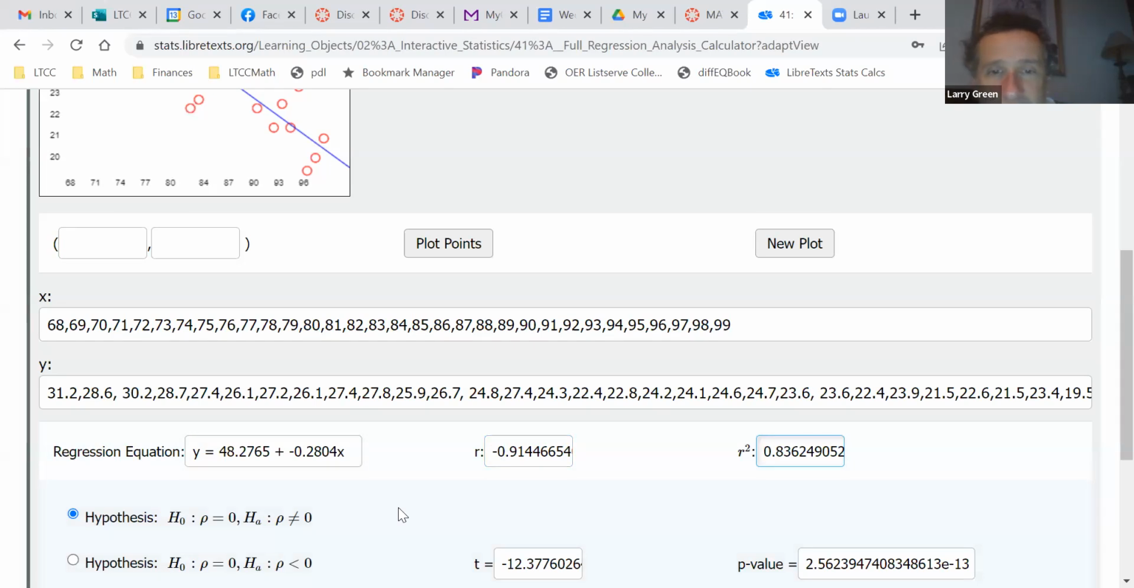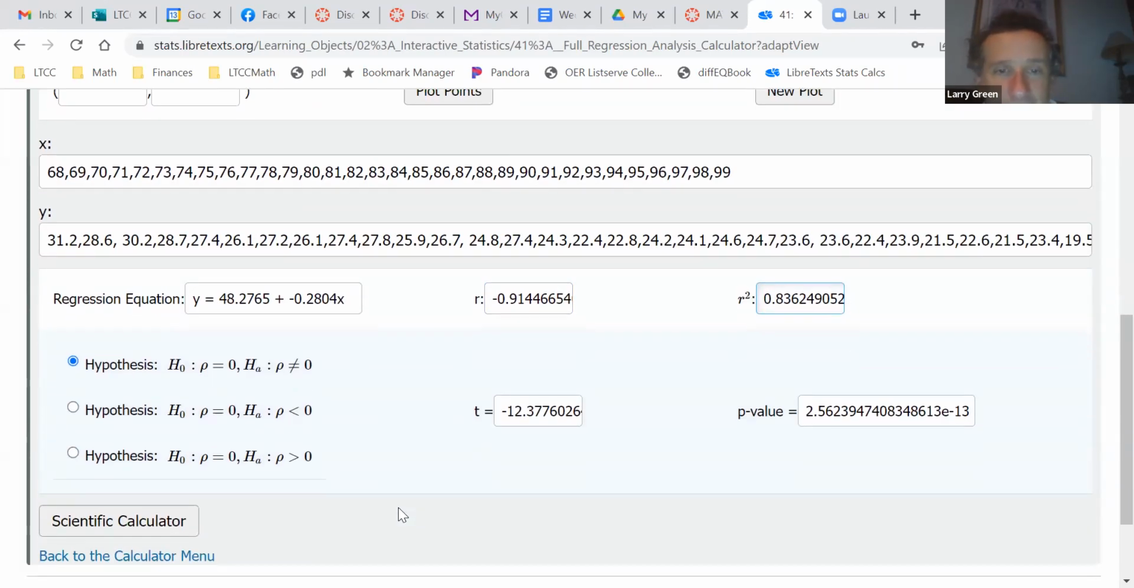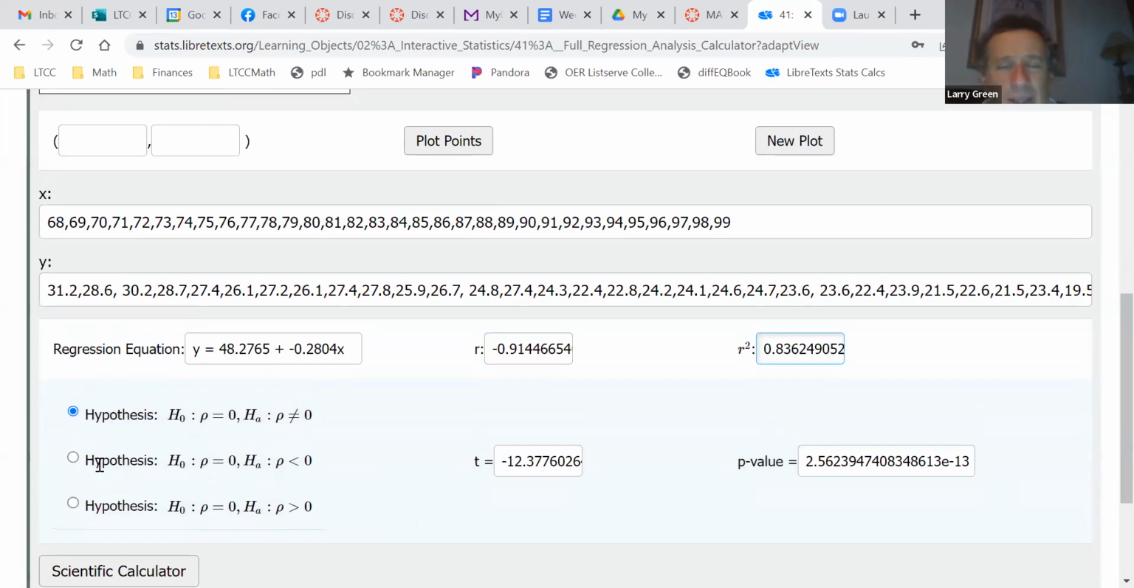And then we're going to have a hypothesis test. Most of the time in our class, it's going to be two-tailed. Because we want to see, is there a correlation? And if we want to find out, is there a correlation between year and depth of clarity, then it's going to be two-tailed with a not equal sign.